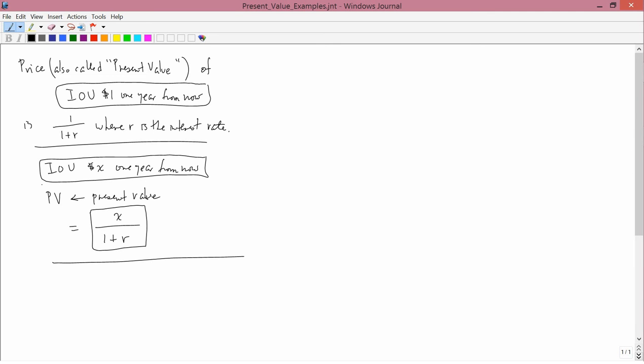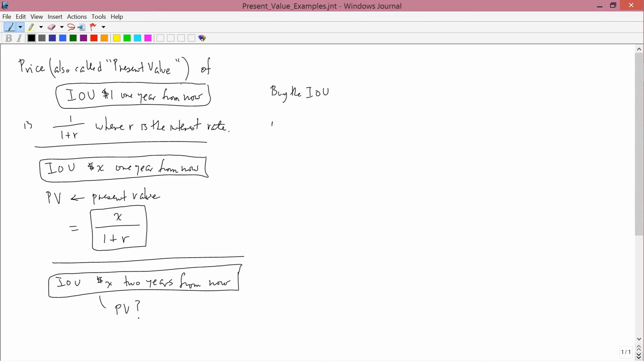How about an IOU of X dollars 2 years from now? This is not so easy to guess at. In other words, the present value is not so easy to guess at. To figure out what it is, we'll make a table. And then we'll impose the no regrets condition like we did before. So again, you either buy the IOU or you don't buy it.